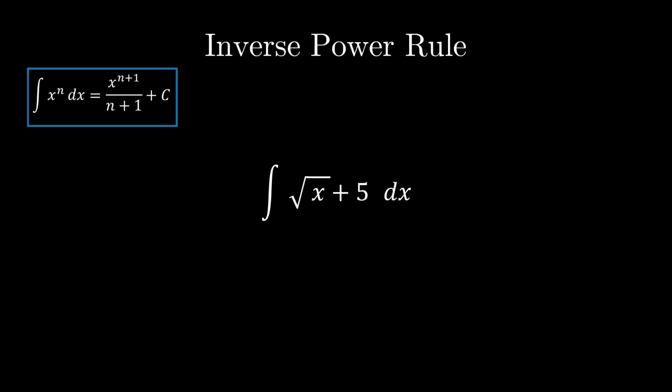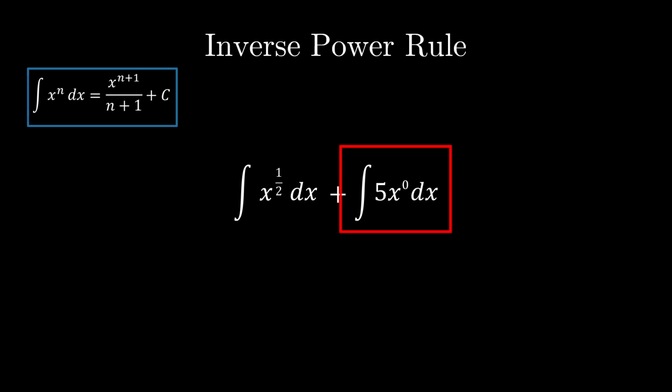We would first rewrite the square root of x as x to the power of half plus 5 times x to the power of 0, as it is equivalent. We then split the integrand into two parts, separated by the plus sign. Now, we have the first part and the second part.